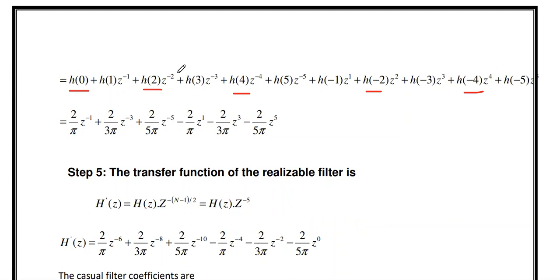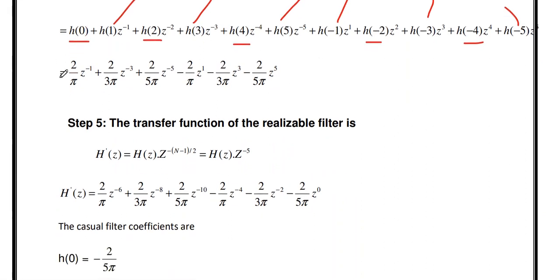So except this, the remaining h of 1 value, 3 value, 5 value, similarly minus 1, minus 3, minus 5 value, you just substitute. Okay, so we can get h of z is equal to 2 by pi z inverse plus 2 by 3 pi z power minus 3 plus 2 by 5 pi z power minus 5 minus 2 by 5 pi z power 1 minus 2 by 3 pi z power 3 minus 2 divided by 5 pi z power 5. Okay, so this is the transfer function.